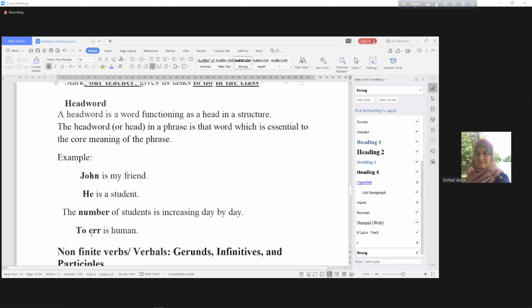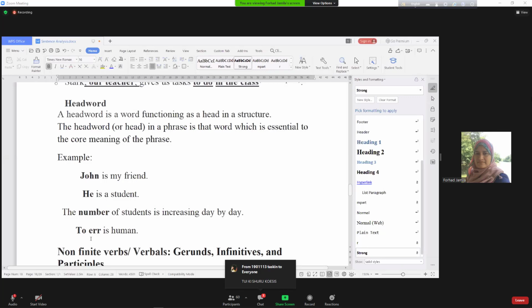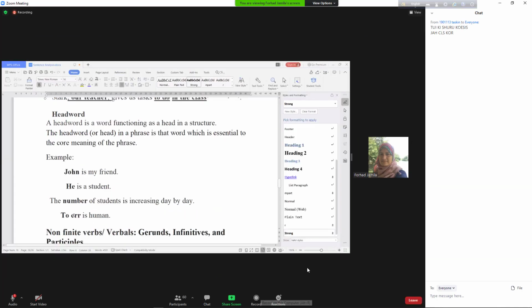Next one is "To err is human." So an infinitive can also be used as a head word, and "to" plus the root form of the verb is its structure. So an infinitive can also be a head word, which means infinitives can also be used as nouns. We see the infinitive here, but it actually works as a noun, though the structure is infinitive. "To err is human." Though the structure is infinitive, it functions as a noun here. So this is the head word of this sentence. An infinitive can work as a noun; we will see this in non-finite verbs.